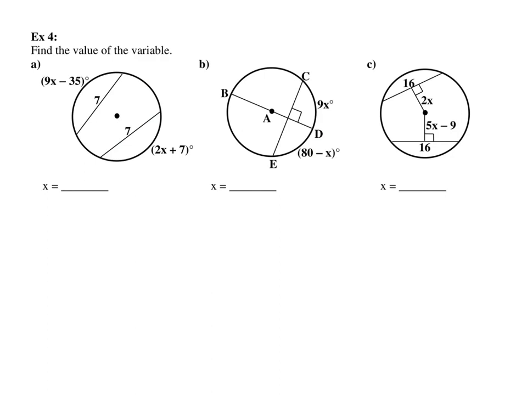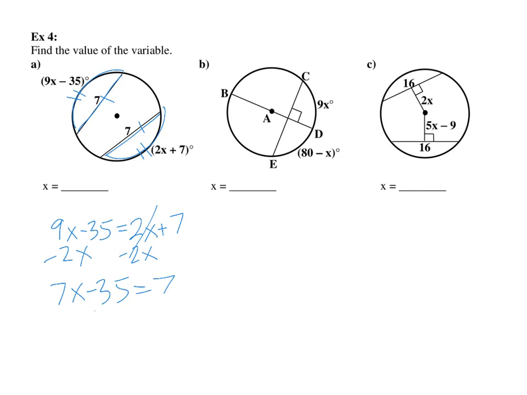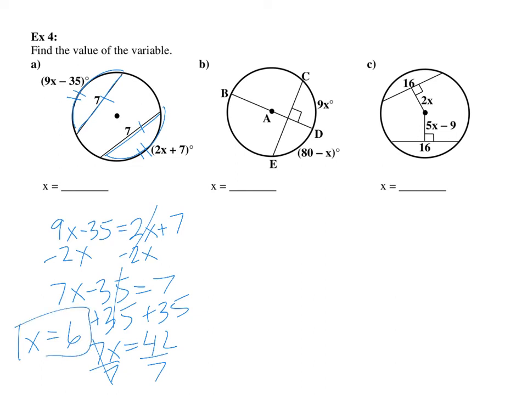All right, last set of problems. Find the value of the variable. Here I have two chords with the same length, so their corresponding arcs must have the same measure. So I have 9x minus 35 is equal to 2x plus 7. Subtract 2x. I have 7x minus 35 equals 7. Add 35. 7x is equal to 42. Divide by 7, and x is equal to 6. Done. All right, next idea.